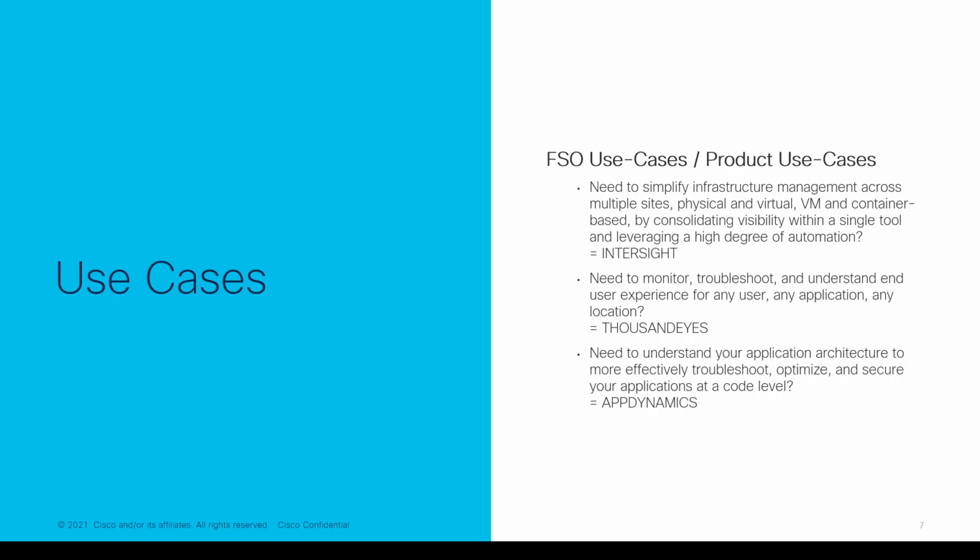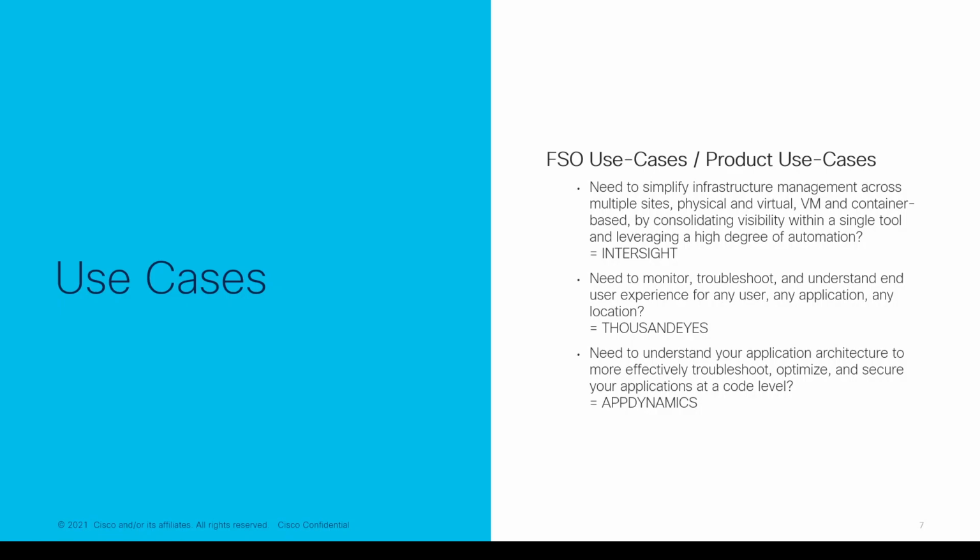All right, so in terms of FSO use cases or product use cases, if you need to simplify infrastructure management across multiple sites, those sites being physical, meaning on-prem, and virtual, meaning cloud service provider. Also, physical and virtual, referring to physical and virtual hardware. If you need to simplify management of VM and container-based, and you need to consolidate visibility within a single tool and leveraging a high degree of automation, then these goals are going to point you to selling and discussing an Intersight product with your customers.